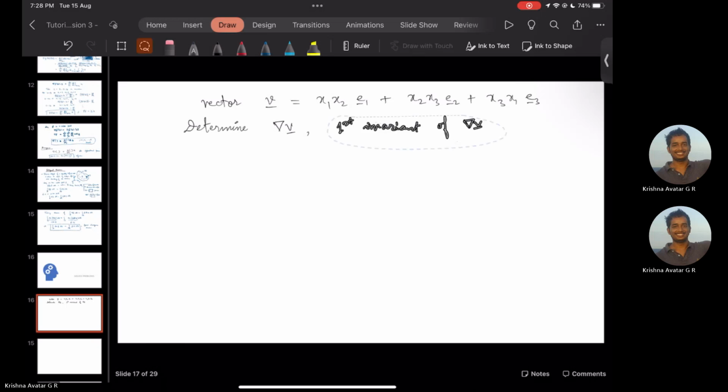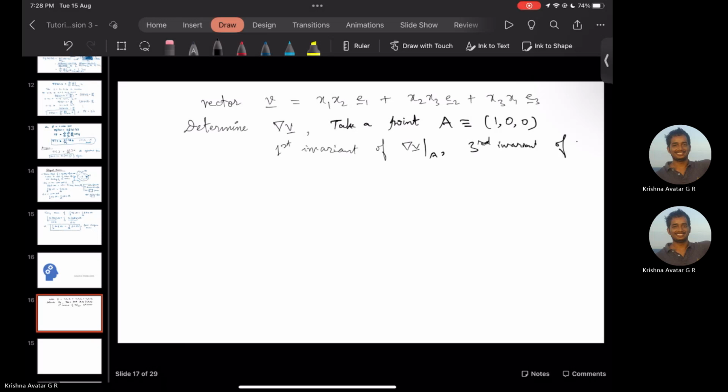Before that, let me just write some pointers. Consider a point A, which is at (1, 0, 0), and determine the first invariant of grad v at point A, and also the third invariant of grad v at A. Okay, so this is the question, and let's solve it. Here is the solution.